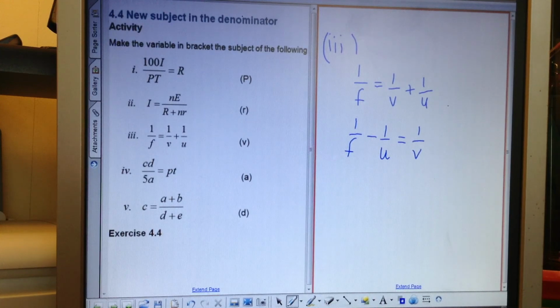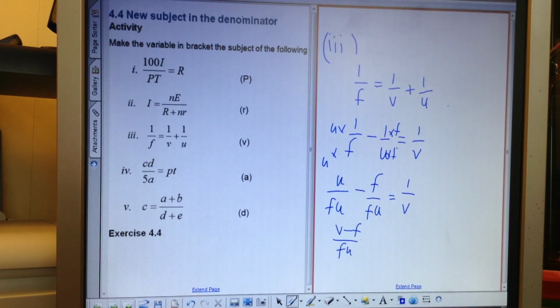The left hand side, we can have an LCM of FU, so that means that we can multiply here by U and multiply here by U. We can then multiply here by F and multiply here by F. That means we're going to get U over FU minus F over FU equals 1 over V. That means that U minus F over FU equals 1 over V.